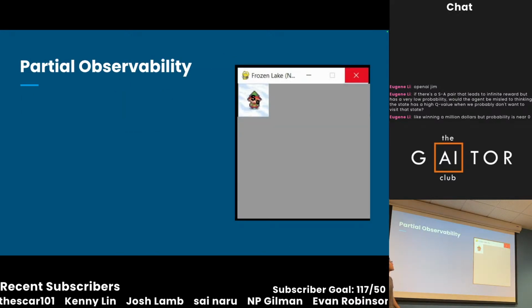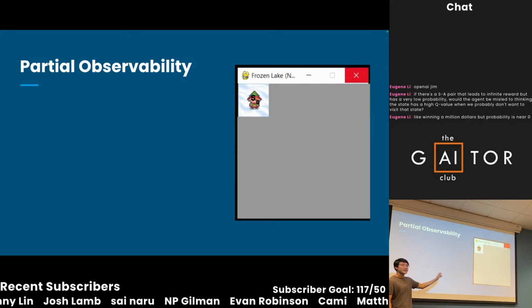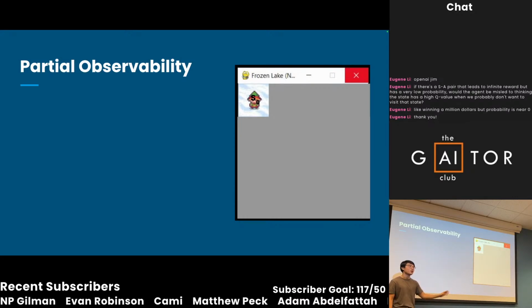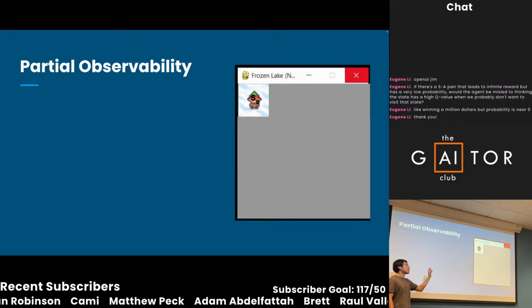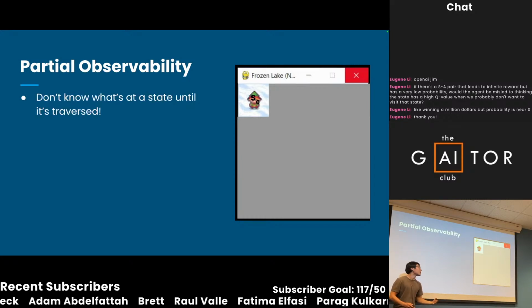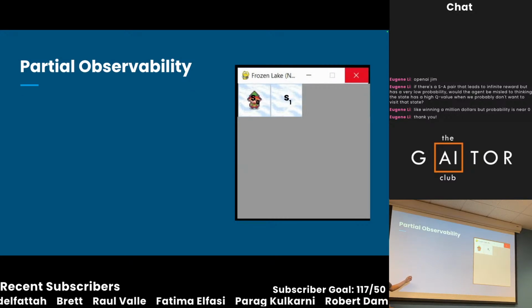Great. And so this is an example of partial observability in our frozen lake environment. We can see the state S0, but we don't know any of the other states. Does that make sense? We don't know where the holes are. We don't know where the treasure chest is. All we can see is the current state we're at. And so if we're taking an action, we will only know the effect of that action from the environment updating. Does that make sense? Right. And so we don't know what's at a state until it's traversed.